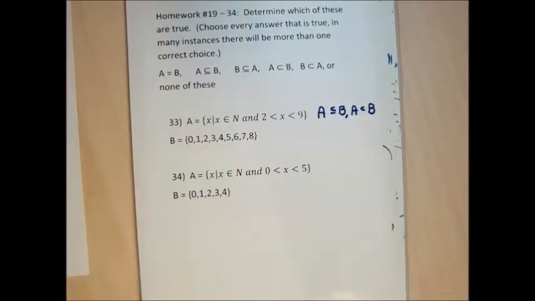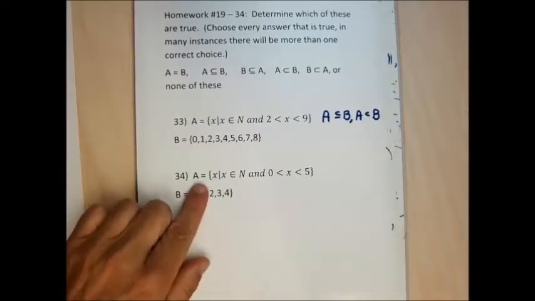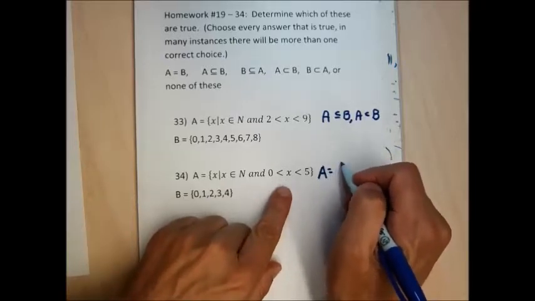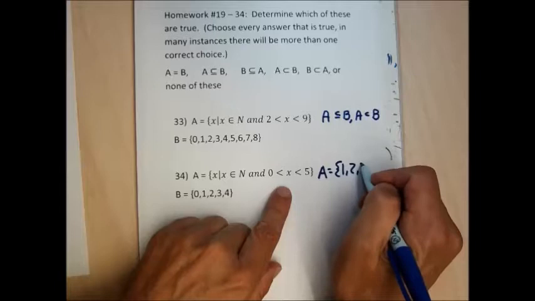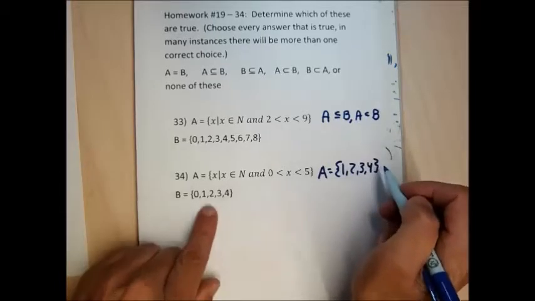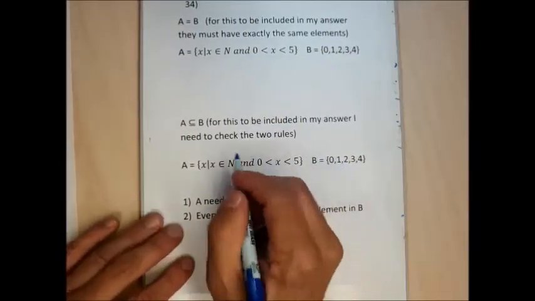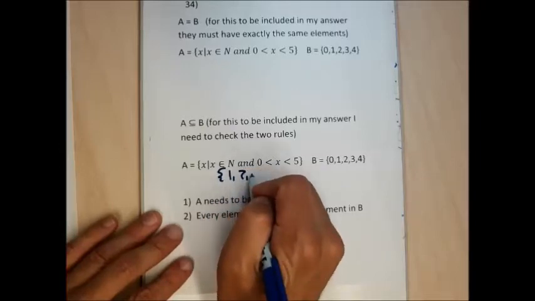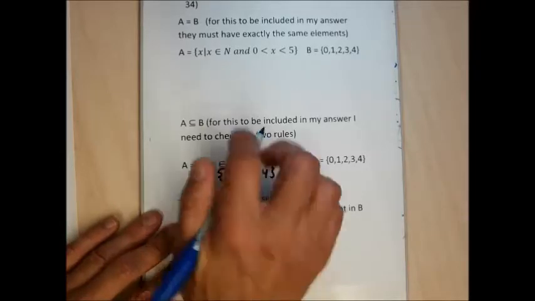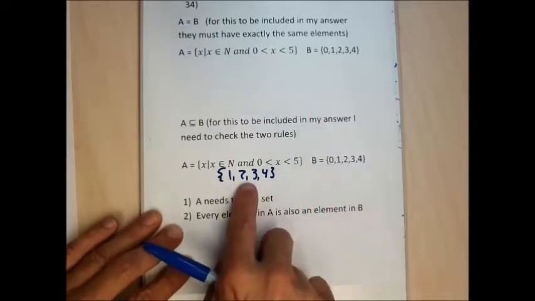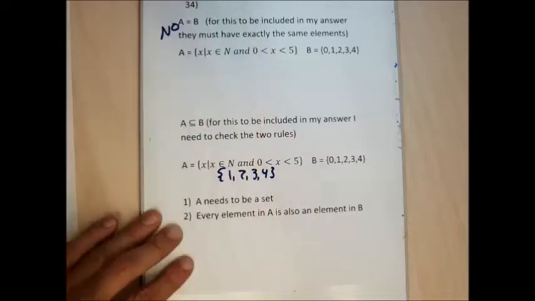For my problem 34, I need to get out of that set builder notation. Set A is the natural numbers between 0 and 5, not including the 0 and 5. So my set A is the set 1, 2, 3, and 4. My set B is 0, 1, 2, 3, and 4. So let me check to see which ones work and which ones don't work for my set A and my set B. The first one asks if the sets are equal. They're not equal because B has a 0 and A doesn't have a 0. So I'm just going to put a big no there.